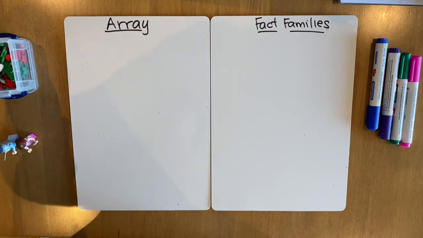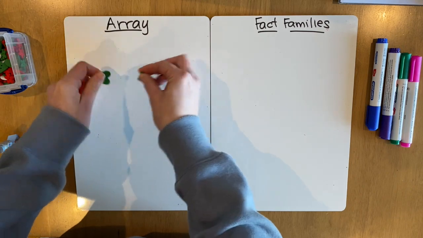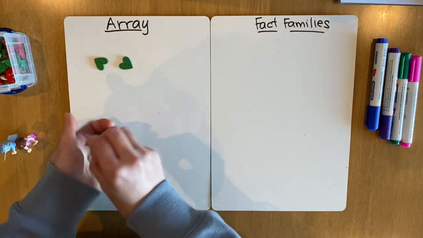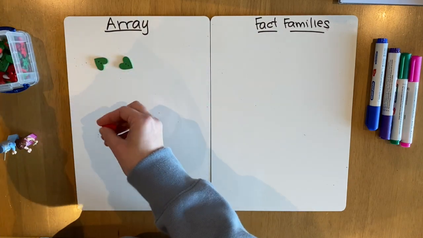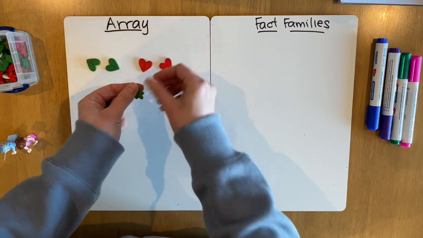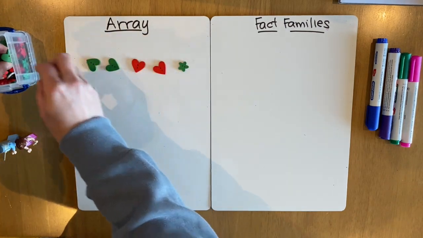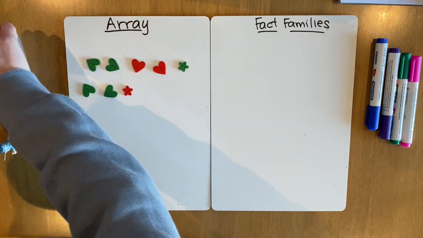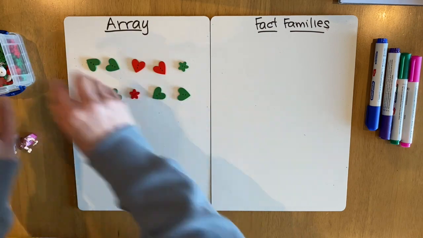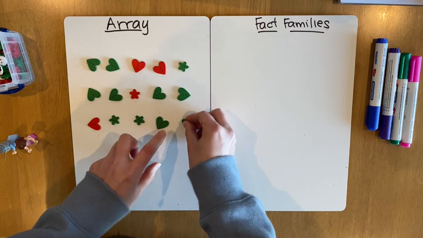We are going to start with an array using my buttons, and then we're going to write out the 4 number sentences that the array describes. So we're going to have, so here's one row, another row, and the last row. Okay.